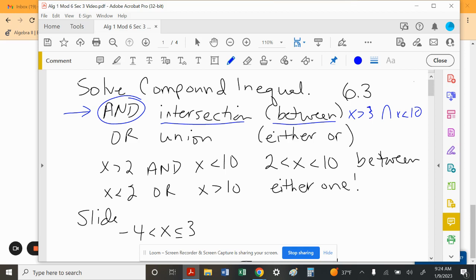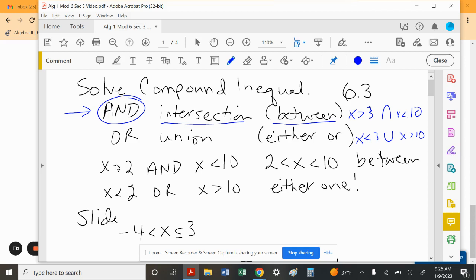If we're looking at union, then we would say x is less than 3, or, which is the union, x is greater than 10. And you'll notice that the number is not in between. The number is either smaller than 3 or it's greater than 10, so it can't be between. This means between, this means either/or. So it's either this or it's that. And that's what we deal with when we look at these compound inequalities.